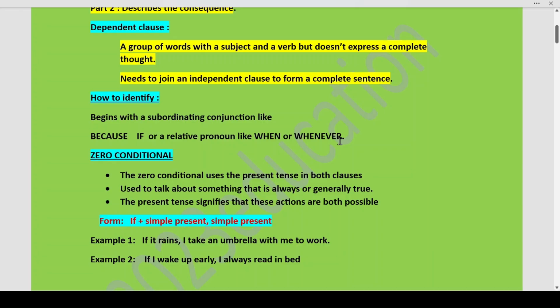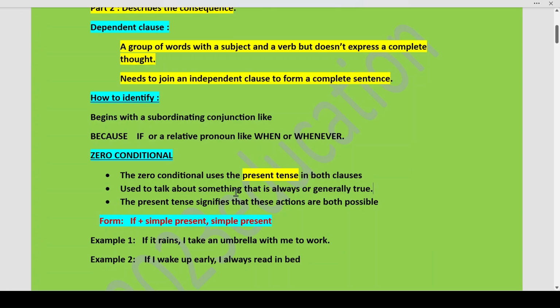Now there are four types of conditional sentences: zero conditional, type 1, type 2, type 3. How do we identify these four kinds of conditional sentences? The zero conditional uses the present tense in both the clauses. I told you every conditional sentence has two clauses. So the tense in both the clauses will always be the present tense. Please keep this in mind that in both the clauses of the zero conditional, the present tense is used.